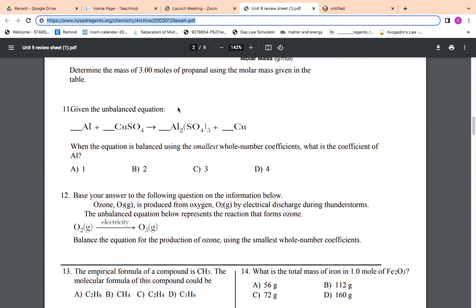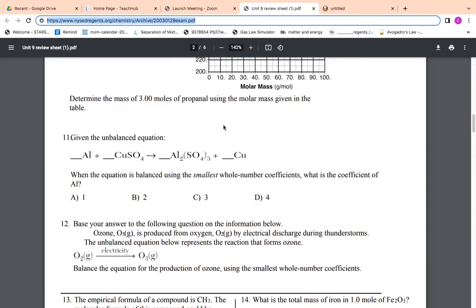Okie dokes. Next one. So we are given this unbalanced equation. And when the equation is balanced, using the smallest whole number coefficients, what is the coefficient of Al? So what I'm going to do is draw it over here because we're not really given a lot of room. Here we've got Al, pretend that this is the reactant side, and this side is corresponding to the product side. So we've got aluminum, copper, sulfur, and oxygen.